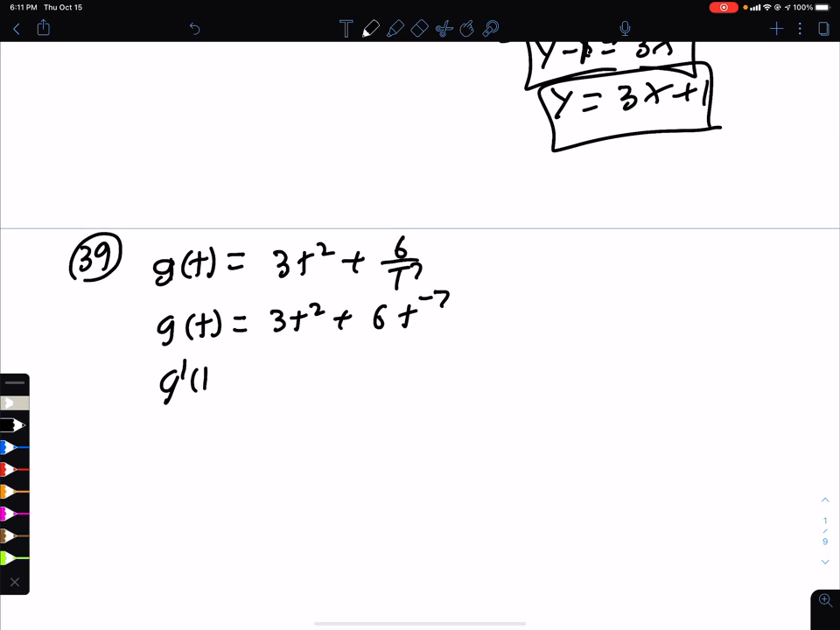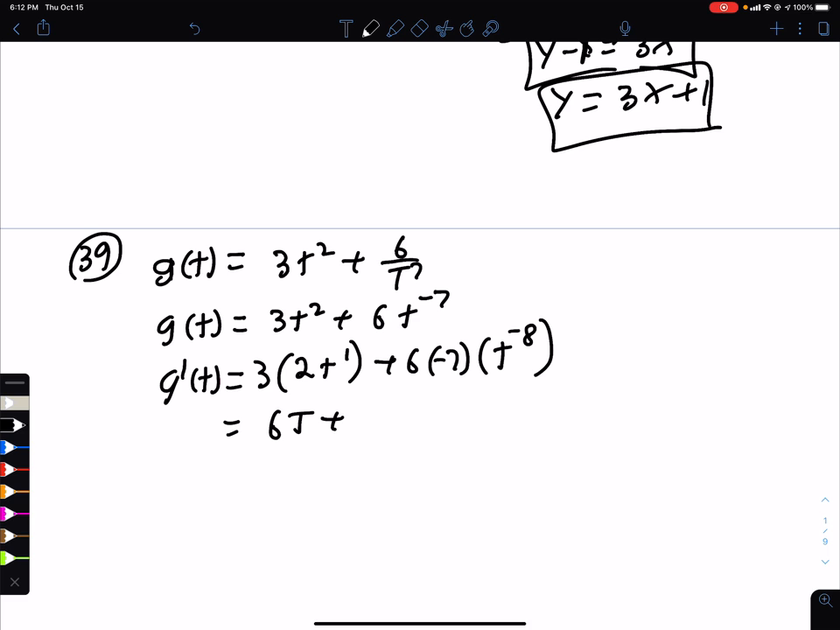Now the derivative is simply doing our power rule. The 2 comes in front, and we decrease the power by 1, so we get that. The negative 7 comes up in front. We decrease the power by 1. Negative 7 minus 1 is negative 8. And now I can rewrite all of this. That's actually going to be a minus 42 because a positive times a negative is negative 42. And the negative 8 brings that to the bottom. There is our derivative without using the quotient rule.